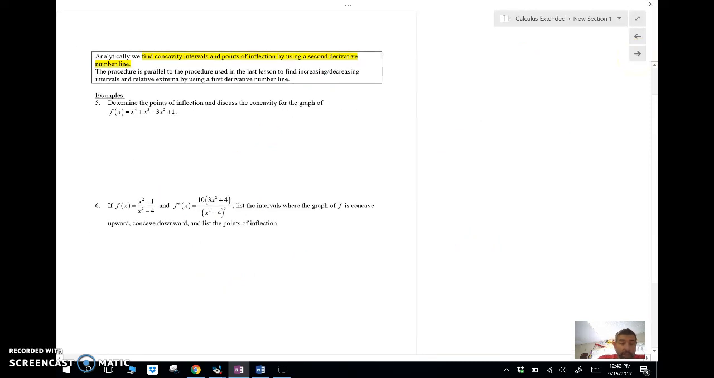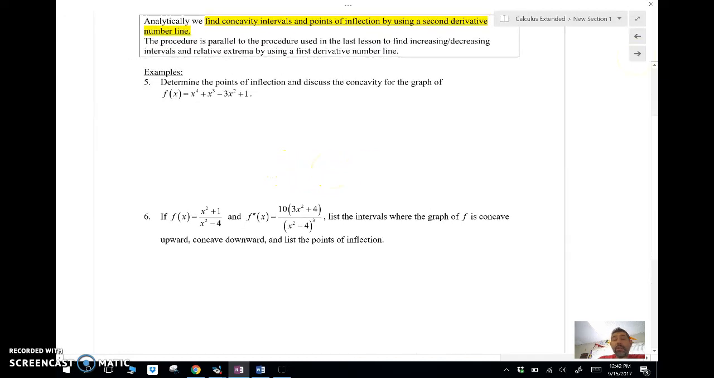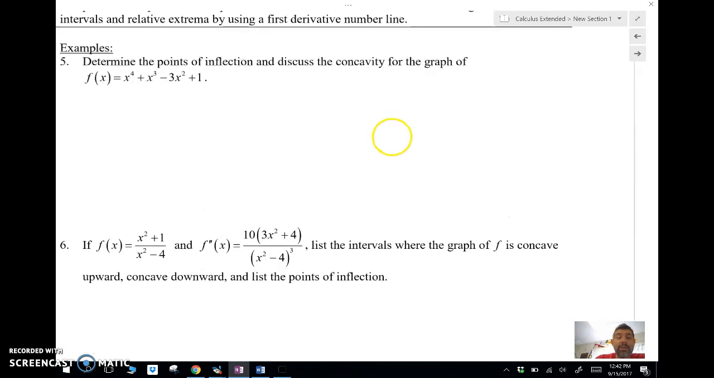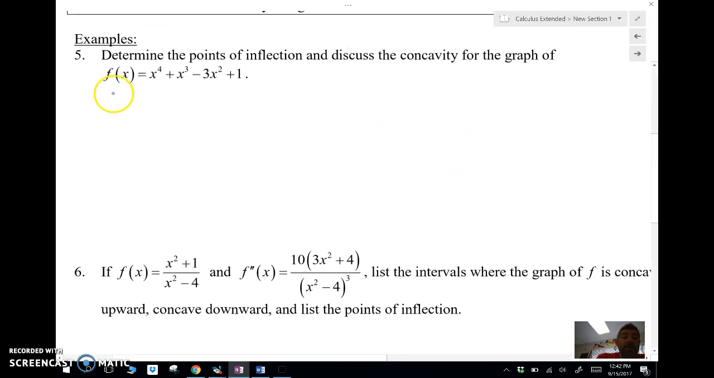Okay, we'll take a look here at some real examples of what we're going to be doing in terms of calculus. Analytically, which means algebra and calculus, to find concavity intervals and points of inflection, we have to use a second derivative, and then we'll use a number line to see if it's positive or negative. It's similar to how we did increasing and decreasing intervals and extrema, only this time we're using the second derivative.